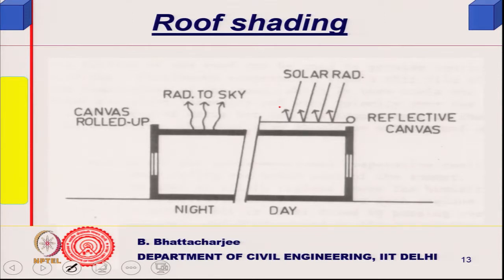Roof shading by some canvas or something. During daytime you block it, you can roll it up. So at night you open it up. Daytime you put it, solar radiation will be blocked. Night you open it up. Now the occupant has to be trained, and their involvement also comes into the picture in this kind of scenario, right.